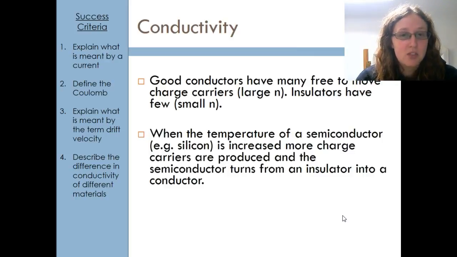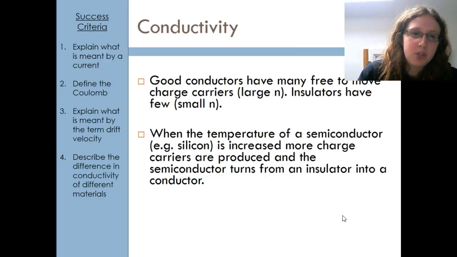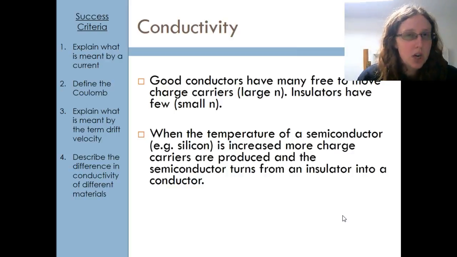The last thing we need to know about is semiconductors. Semiconductors are things where, when the temperature increases, more charge carriers are released. So in a semiconductor, the n value can change when we change temperature, which changes whether or not it can conduct. Okay, that is it.